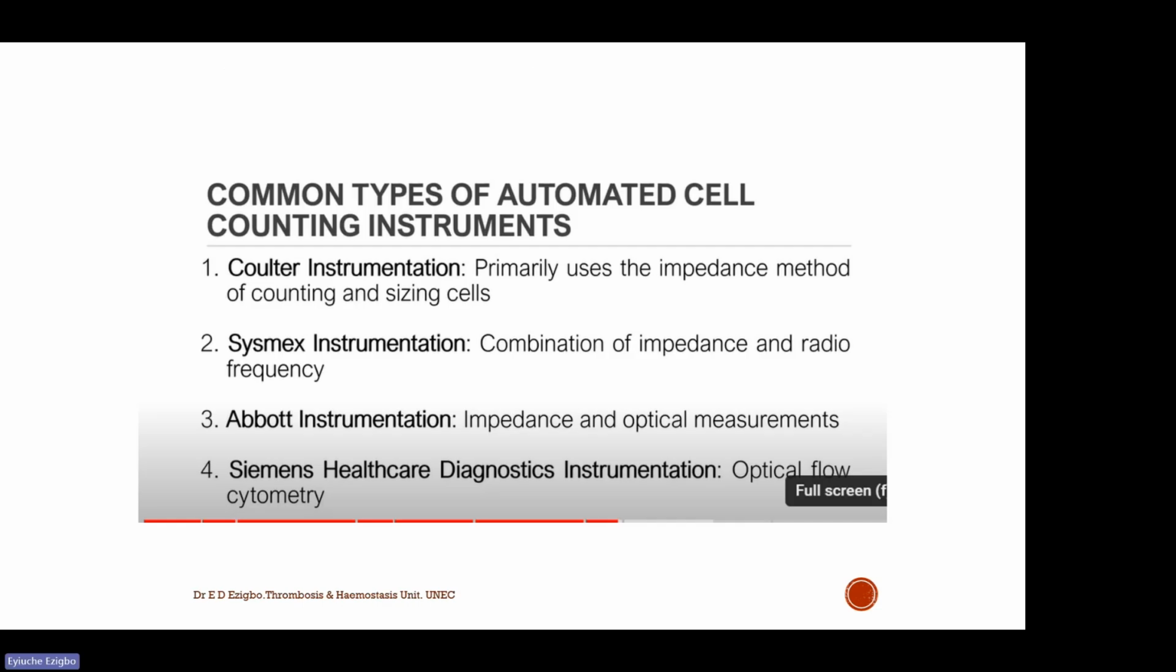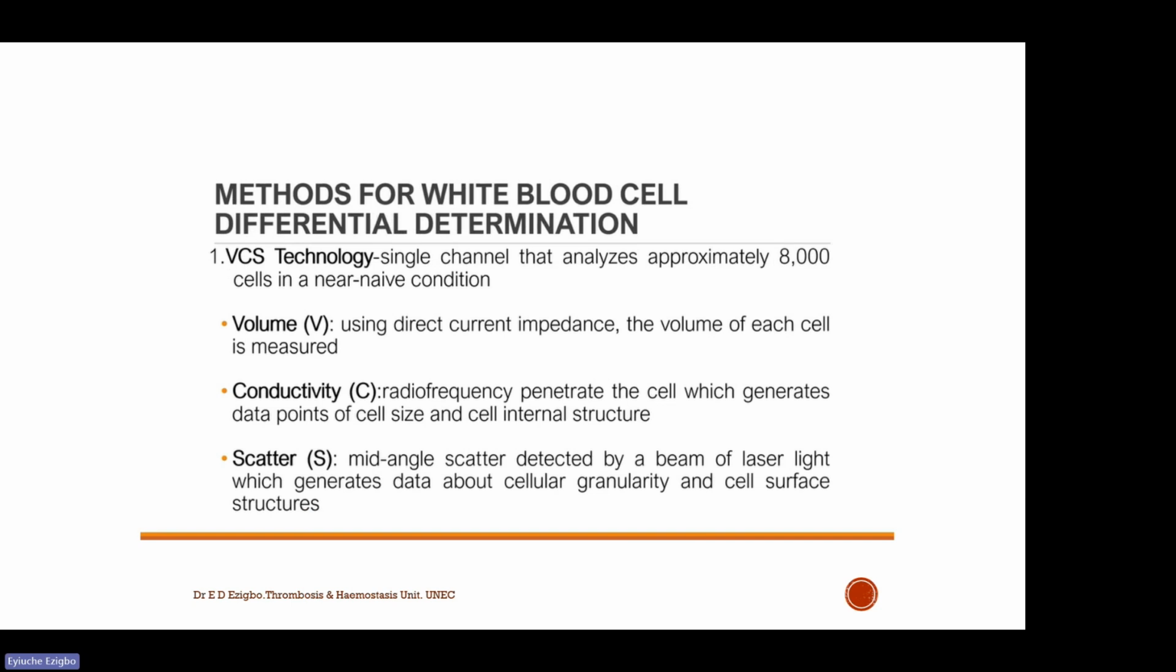Before we go into the optical principle of blood cell count, we also have some instruments, some of the automated machines. We have some of the manufacturers: the Coulter instrument, Sysmex instrument, Abbott, Siemens. These are different manufacturers. Each of these instruments has a principle they use to identify blood cells.